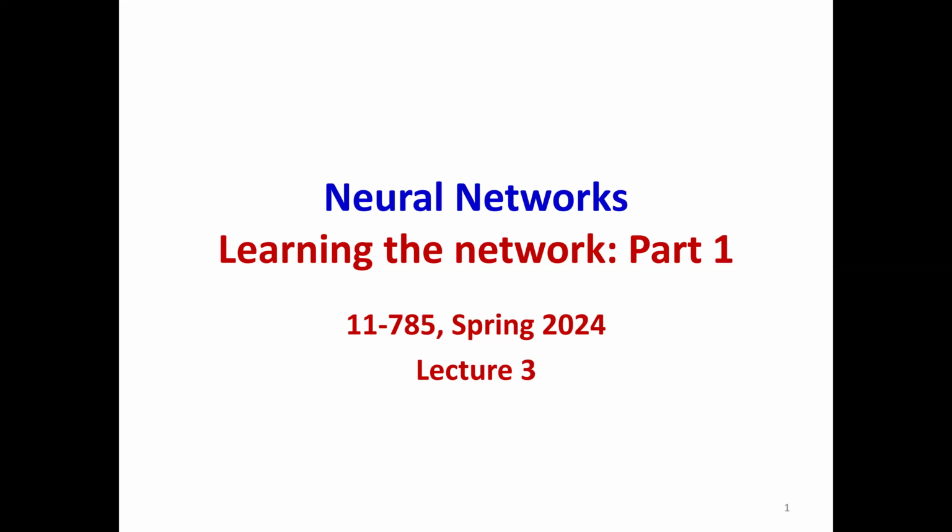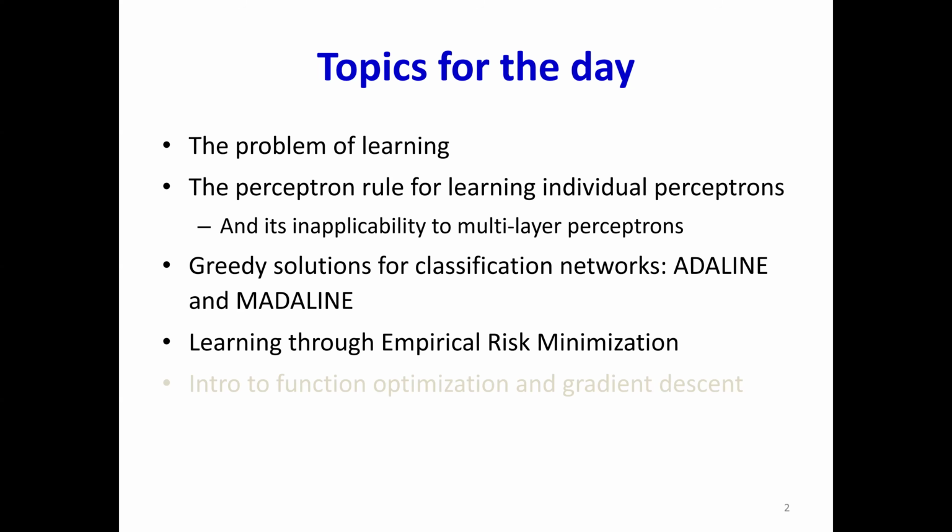Okay. So this is lecture 3 of Intro to Deep Learning. Today we're going to start the discussion on how we can learn a network. So the topics we're going to cover are the problem of learning. We'll look at the perceptron rule for learning individual perceptrons and why it cannot be used to train multi-layer perceptrons.